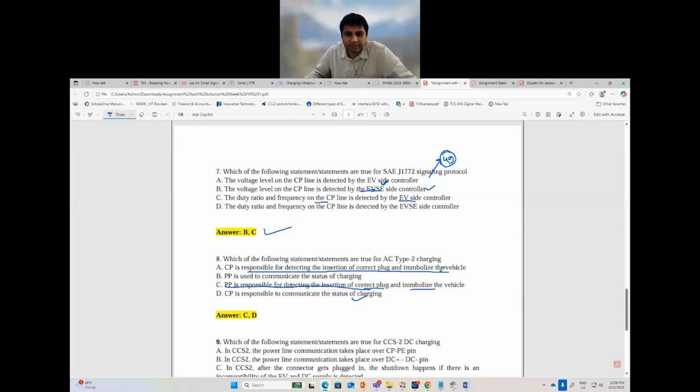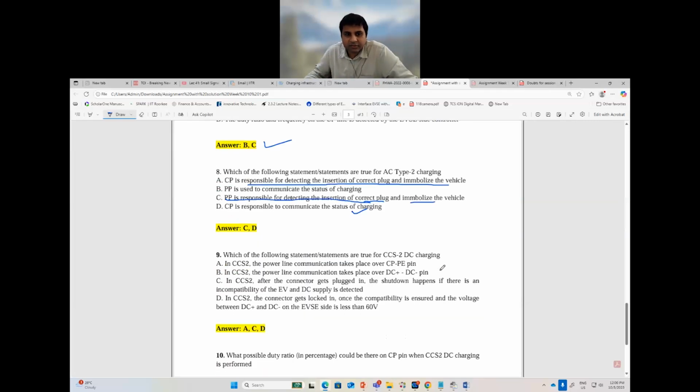In question number 9, again you have to find the two options. In CCS2, the communication is taking place over the CP and PE line. It is not happening over the DC minus and DC plus pin, so it is not correct. In CCS2, after the charger connector gets plugged in, the shutdown happens if incompatibility of EV and DC supply is detected. Yes, it is true.